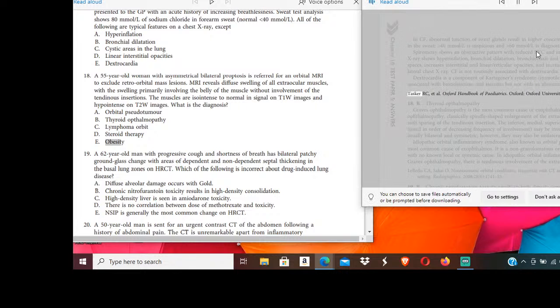Tasker RC, et al. Oxford Handbook of Pediatrics. Oxford University Press, 2008:282.